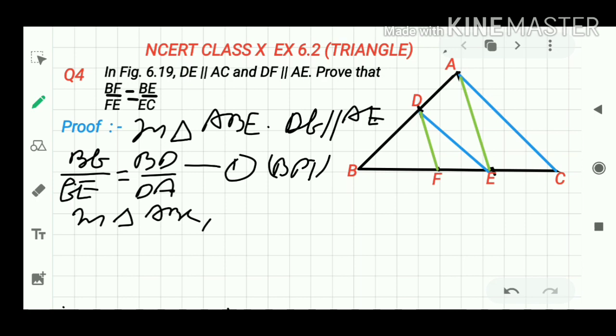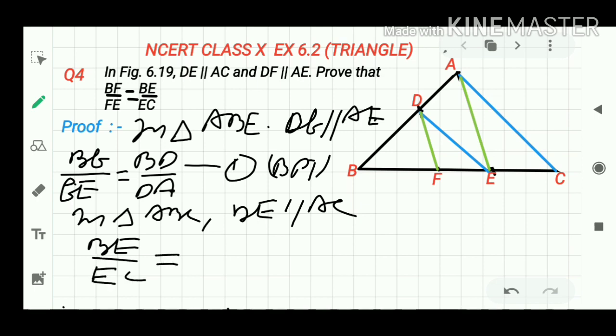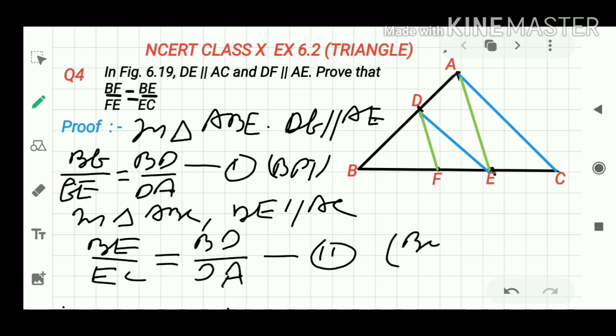we see that DE is parallel to AC. See the blue line. DE is parallel to AC. So, again, by Thales theorem, we can write BE by EC equal to BD by DA. Equation 2. Write the reason by BPT.